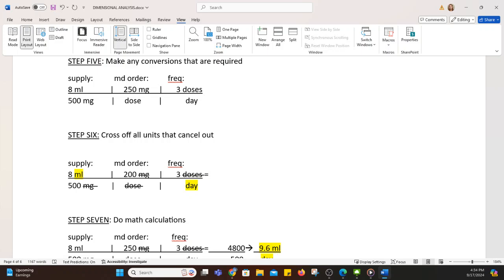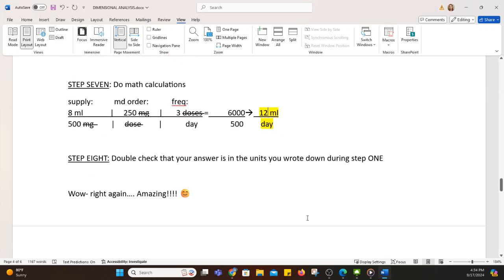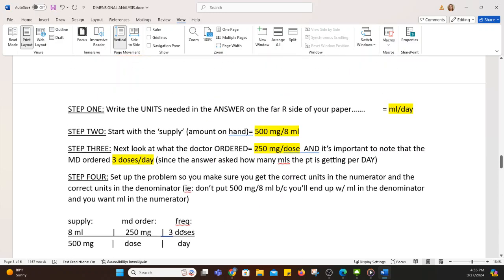Now, we're going to do the math calculations, and now I have to figure this out. How fun is this in real time, guys? Okay, and I'm going to do this. I am going to say 8 times 250 times 3 is 6,000. Okay, and we still have 500 on the bottom. Divided by 500 is 12 mils per day. And I'm going to double check that my answer is in the units that I wrote down during step 1. 12 mils per day.